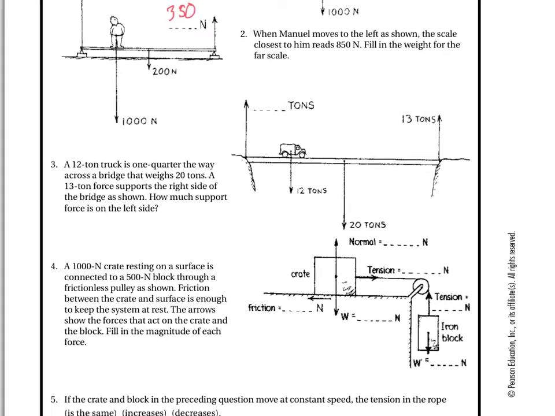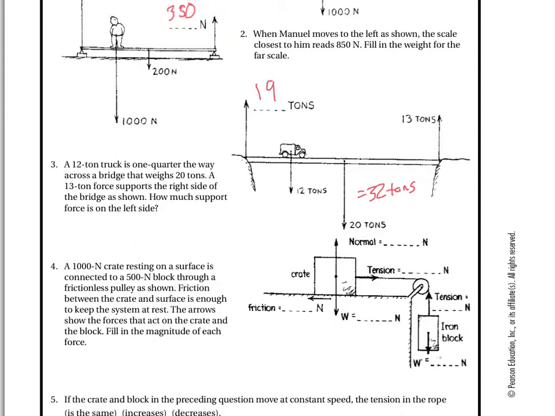Now here we have a truck. This truck is 12 tons, the bridge is 20 tons, gives me a total downward force of 32 tons. If 13 is on one side, that means 19 is going to be supported on the other side. Okay, so hopefully that's making sense. All the downward forces have to be canceled out by an upward support force to maintain static equilibrium.